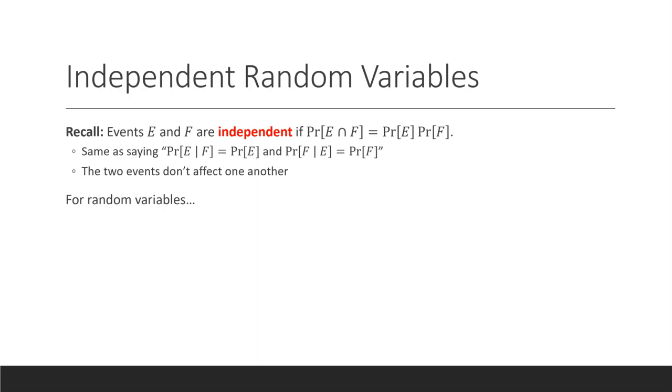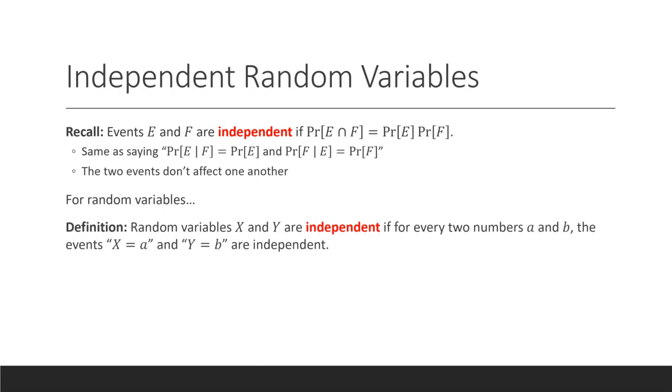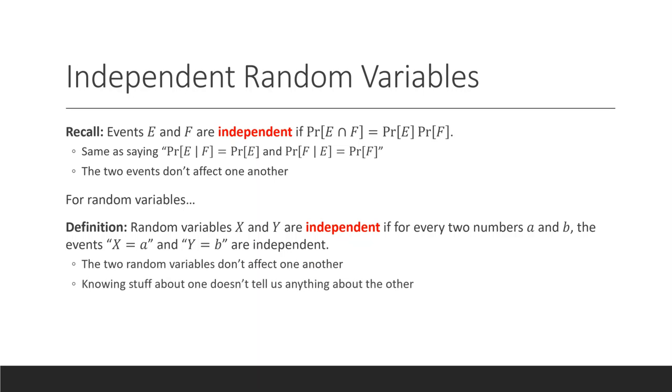For random variables, we have something similar. We say that random variables x and y are independent if for every two numbers a and b, the events x equals a and y equals b are independent. Think about this as saying that the two random variables don't affect one another. Knowing stuff about one, in other words, doesn't tell us anything about the other. Let's do an example.